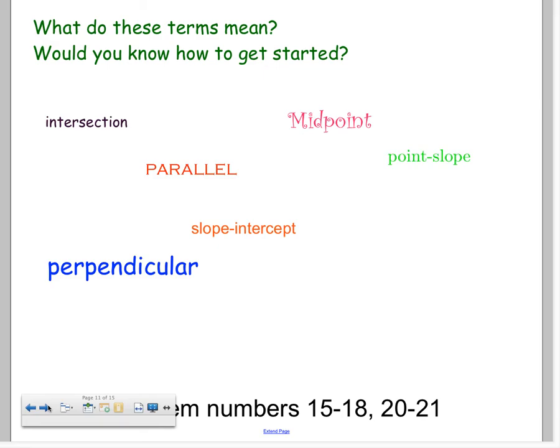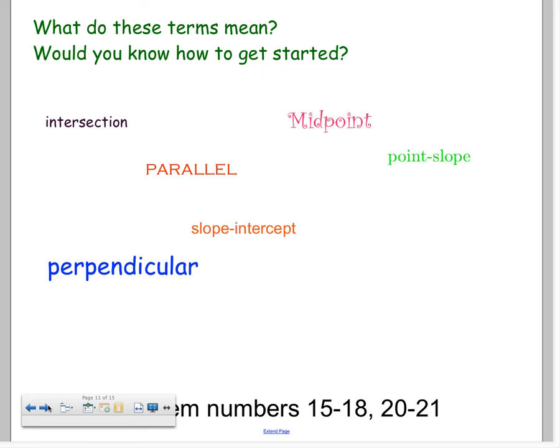All right, lines. Do you know what these terms mean? Would you know how to get started if the directions contain these lines? Intersection. Where do they intersect? Where the two lines are equal to each other. What does it mean to be parallel? It means their slopes are the same. How do you find the midpoint? You add the two x coordinates together and divide by 2. You add the two y points together and divide by 2.